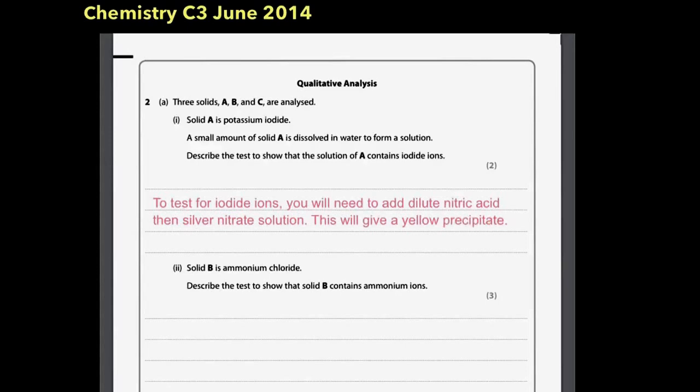dilute nitric acid with silver nitrate solution. This will give a yellow precipitate. So we know that potassium iodide is a halide, because iodide is a halide. So different ones give different colours. Such as chloride gives white silver chloride, bromide gives cream silver bromide, and then you've got iodide, which is yellow, which is explained here. And for halides, you always add nitric acid. And you need to say these 2 points to get the 2 marks.